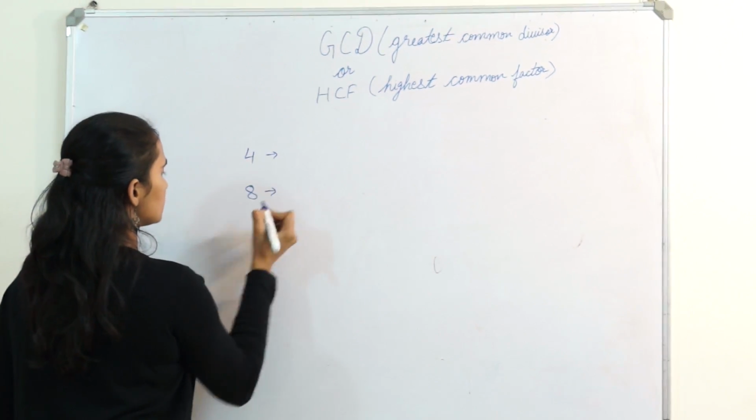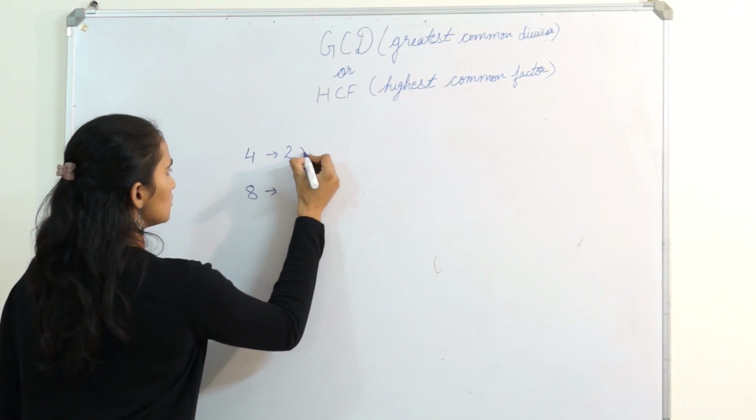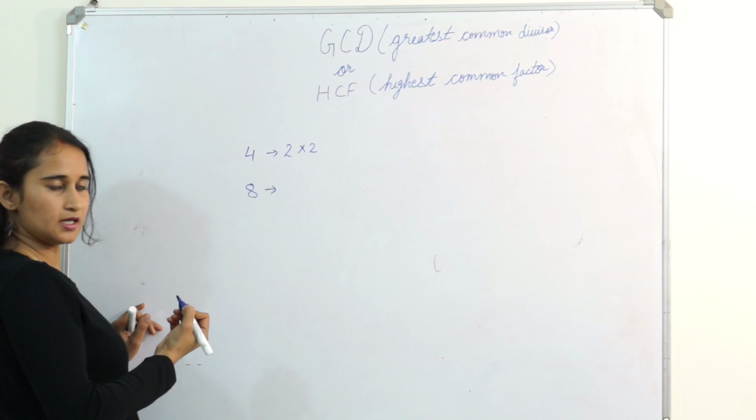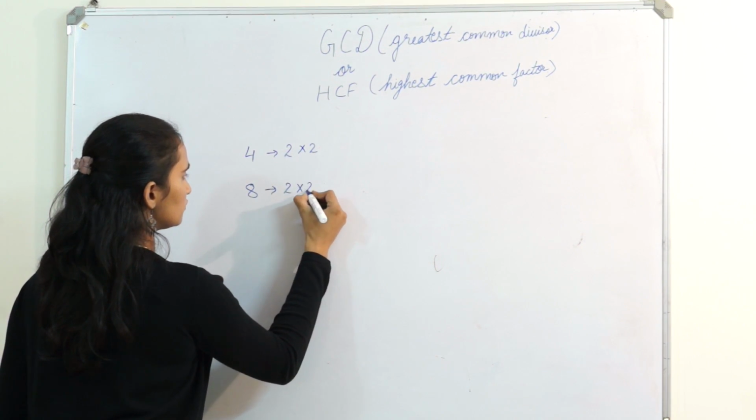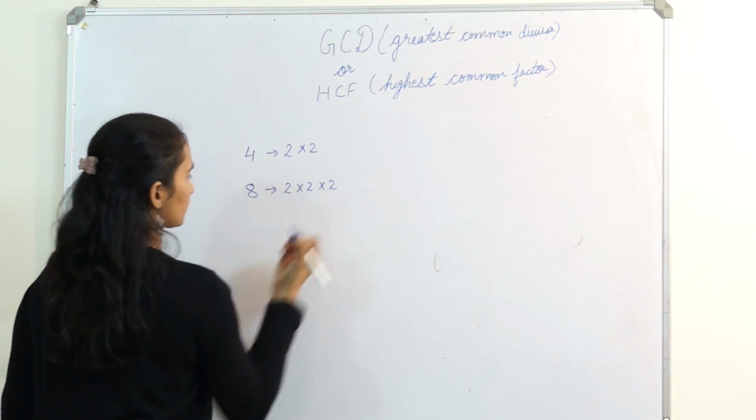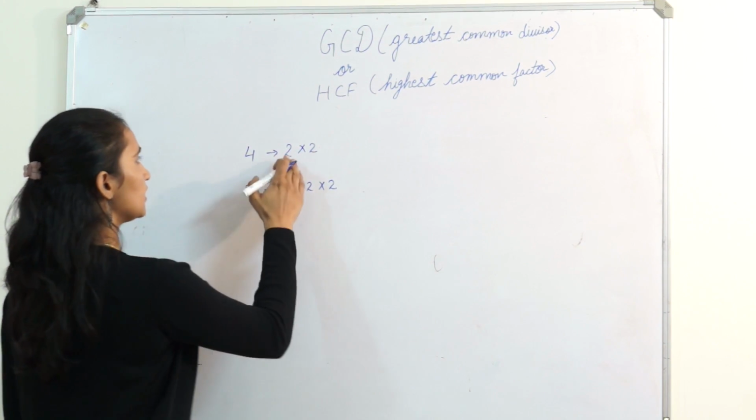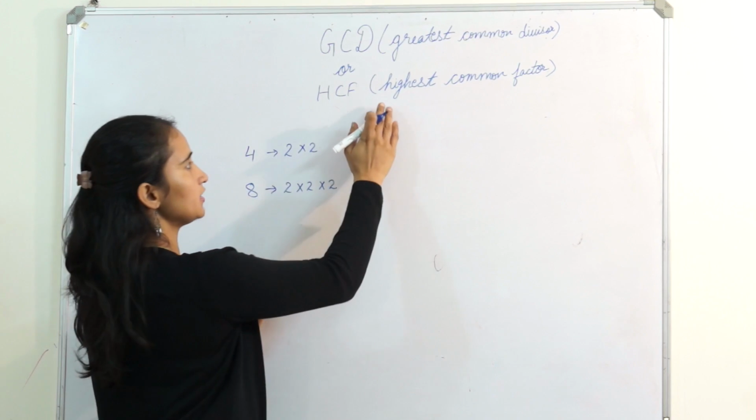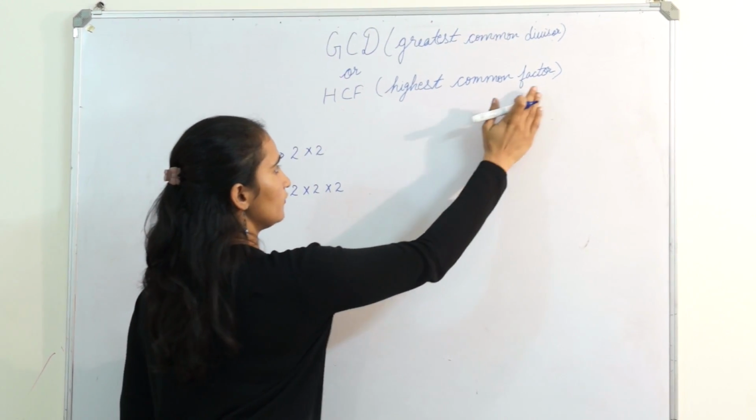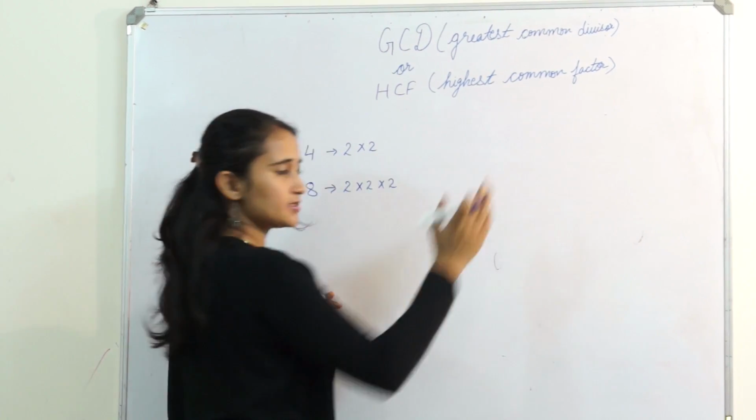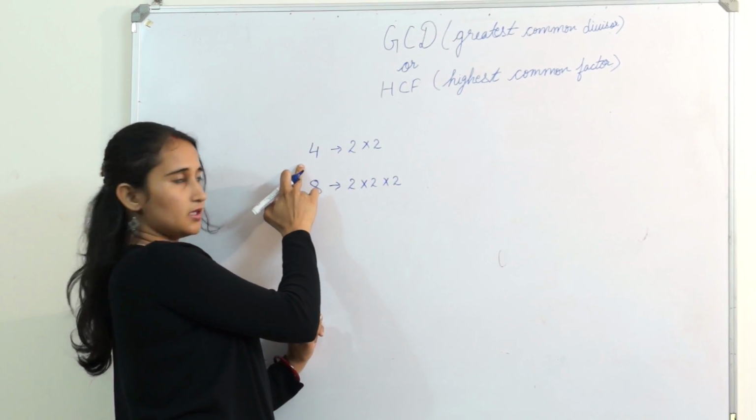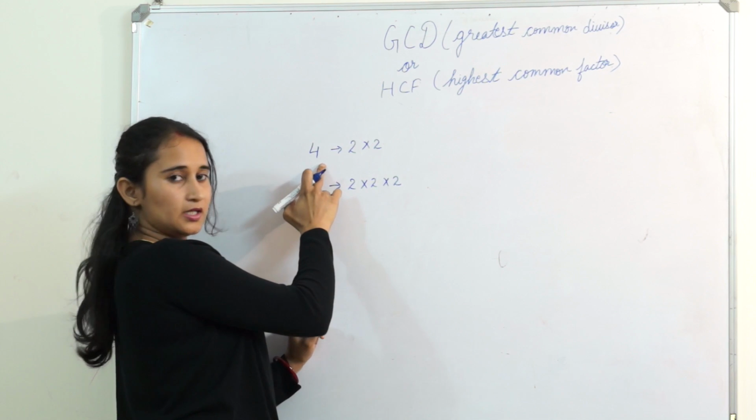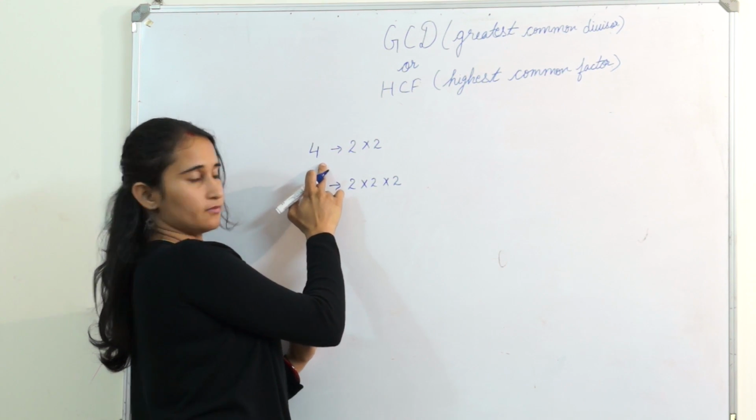What are the factors of 4? 2 into 2. Yes. And the factors of 8? 2 into 2 into 2. Yes. So what are the common factors? As you can see in the term highest common factor, we know factors are the numbers that divide the other number properly without leaving any remainder.